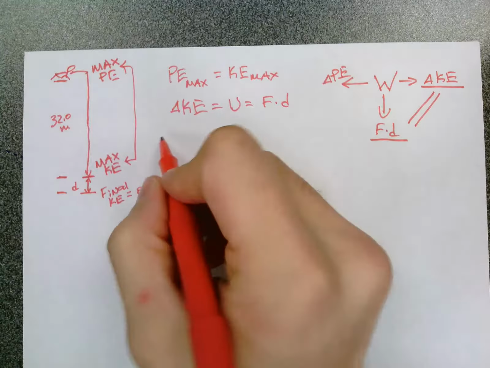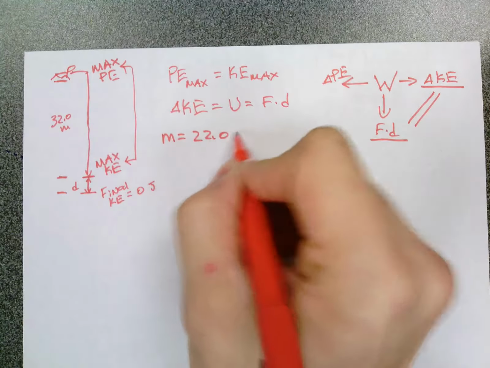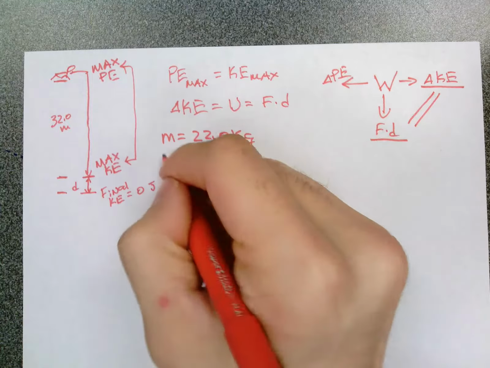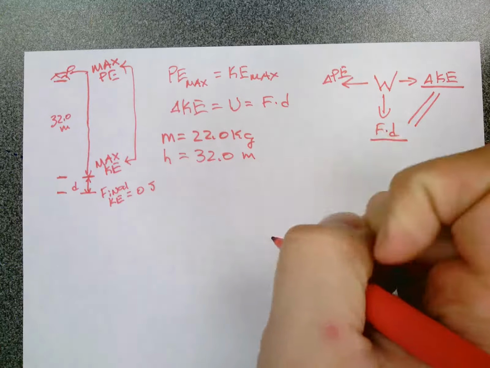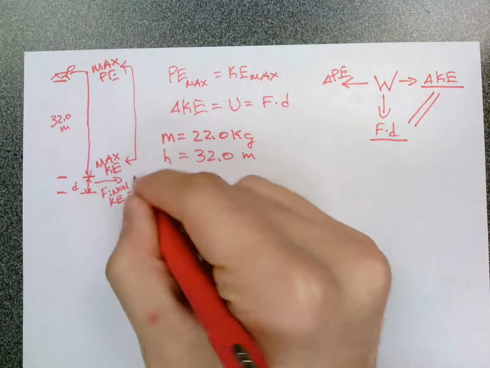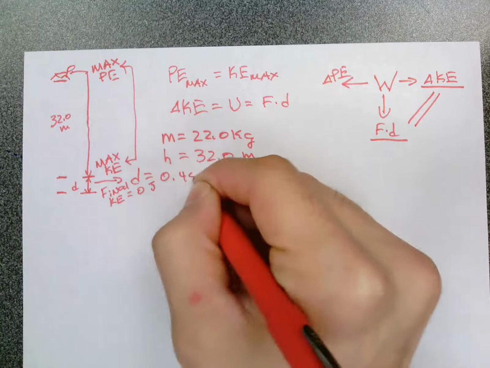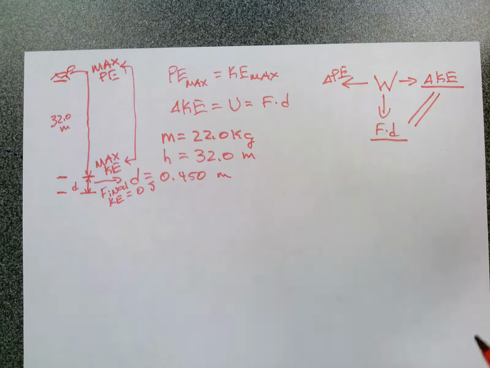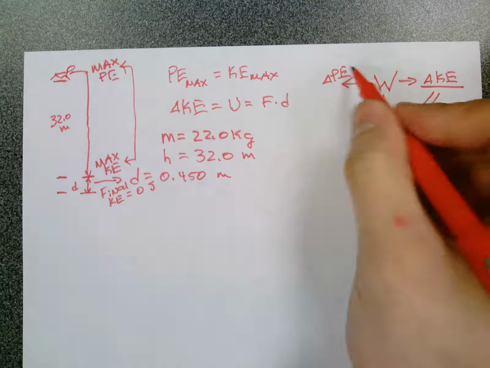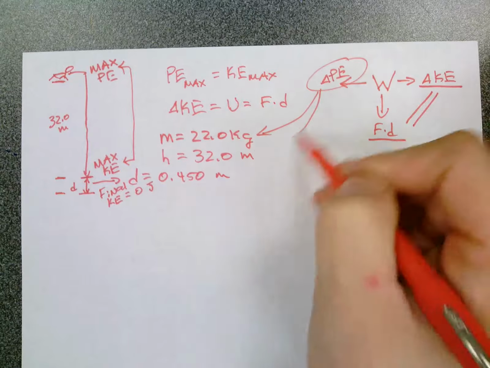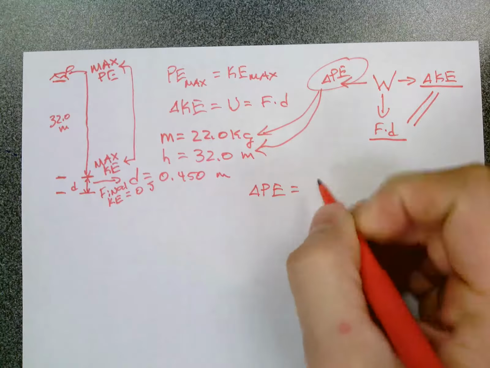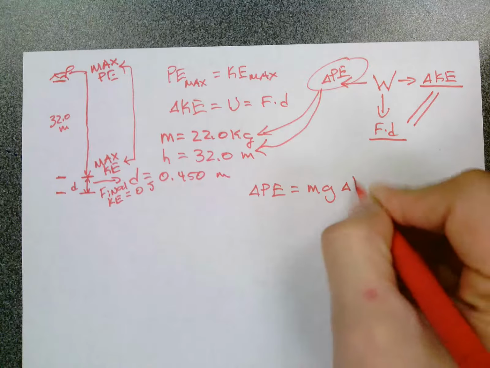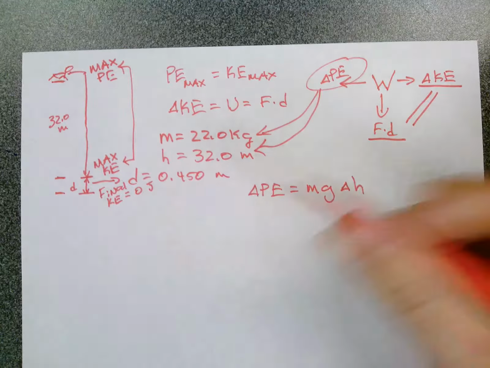So we'll add the fact that the mass of the coyote is 22.0 kilograms. The height that the coyote starts with is 32.0 meters. And the distance that the dent makes right here is equal to 0.450 meters. So we'll need to look at potential energy with our givens, mass and height. So we'll do change in potential energy equals mg times change in height, which, since he's falling to the ground, is 32.